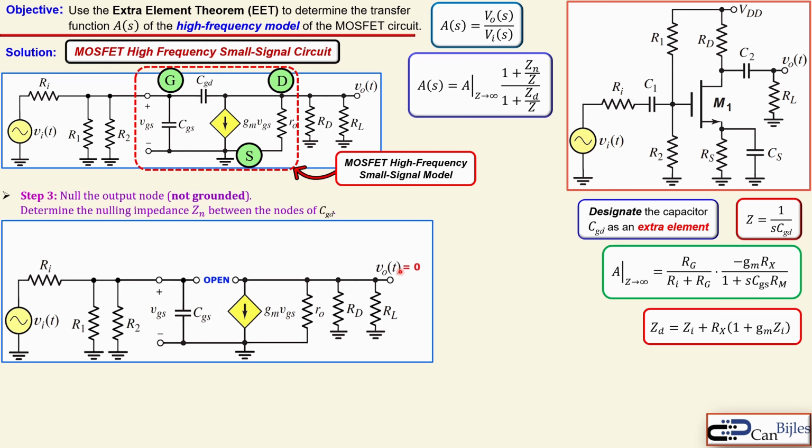We will now make this 0. It doesn't mean that it will be grounded necessarily, but it is now at 0 potential. That is the meaning of nulling our output node. Again, we will look at the nodes of our CGD, which is our X element. So that's still open. So we will look now in it, and that will be our Zn.